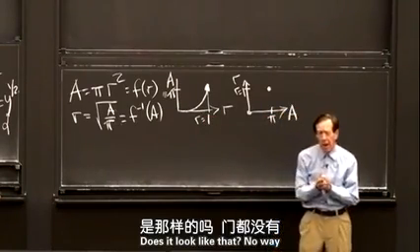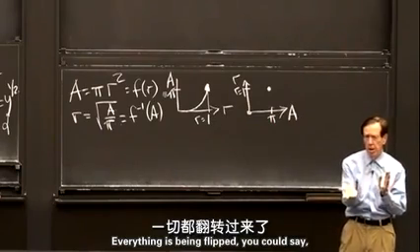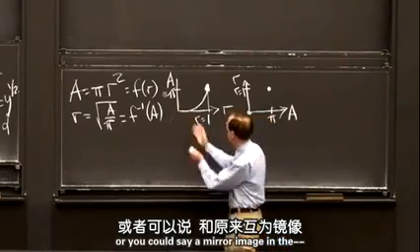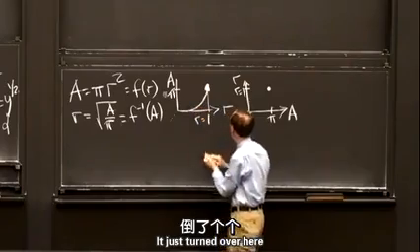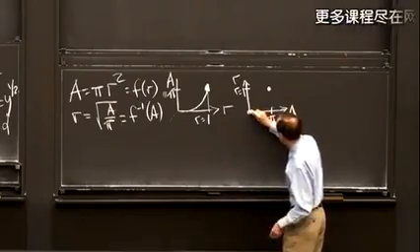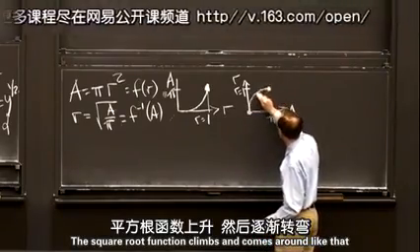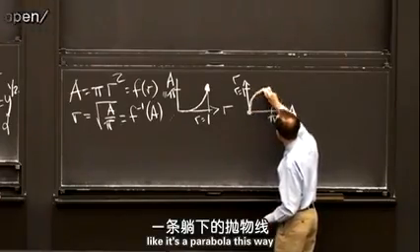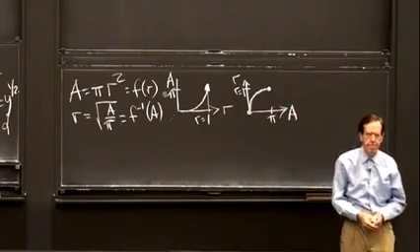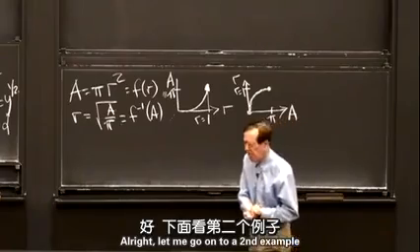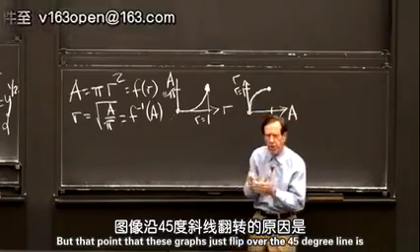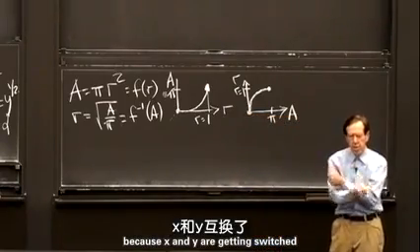Does it look like that? No way. Everything is being flipped, you could say, or you could say a mirror image. This thing which started out like this is now a square root function. The square root function climbs and comes around like that, like a parabola this way, because that one was a parabola that way. All right, but the point is that these graphs just flip over the 45-degree line because y and x are getting switched.